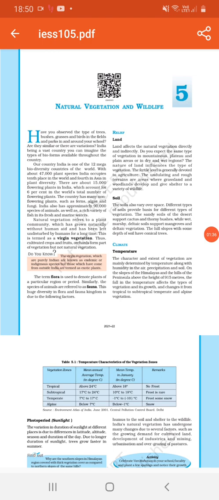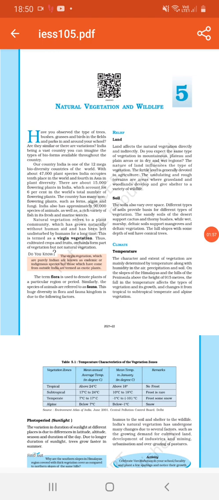This huge diversity in the flora and fauna kingdom is due to many factors, like relief. In relief, we will study about land. Land affects the natural vegetation directly and indirectly. So we have different types of vegetation in mountain, plateau and plain areas, or in dry and wet regions.